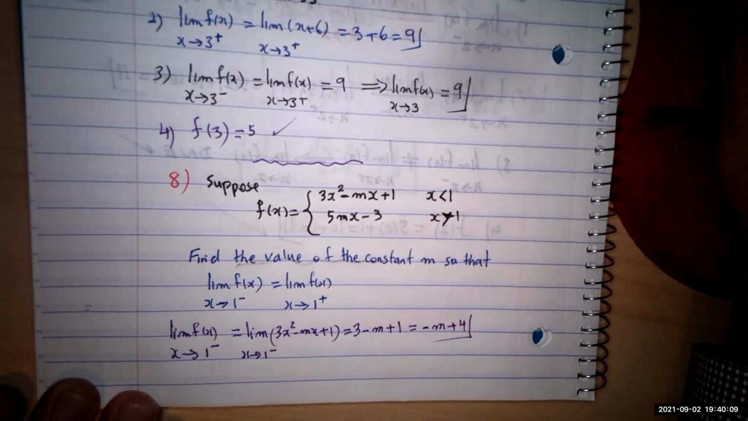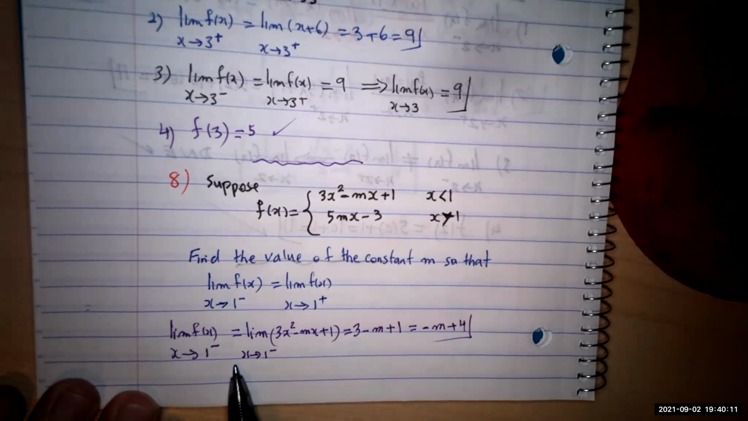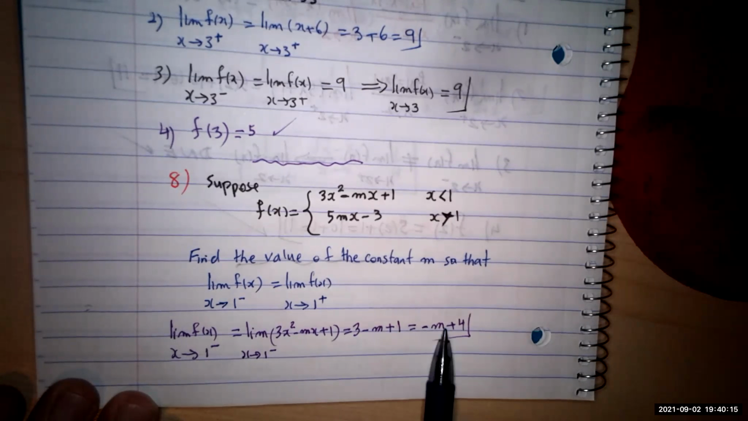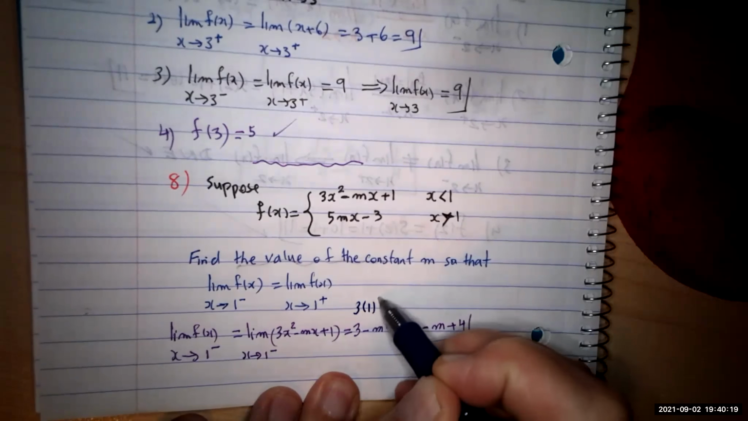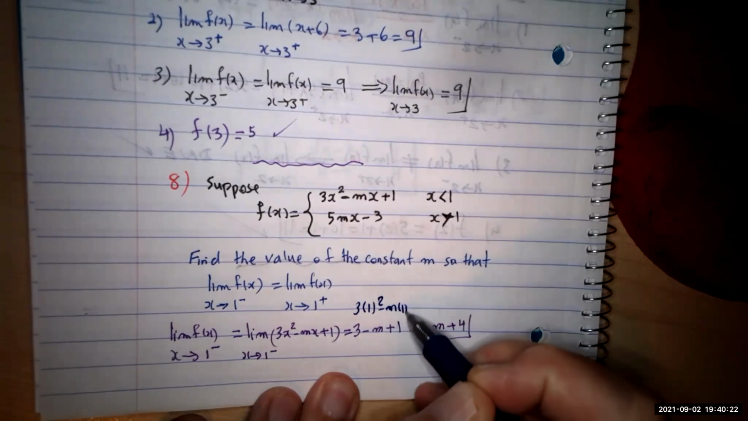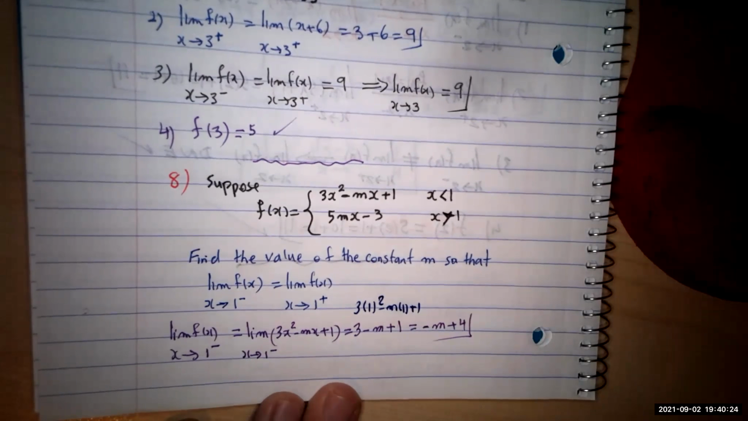What happened to the x? We substitute. X goes to 1. You replace the x by 1 to get this number. If you want, I can explain it for you. It's 3 times 1 squared minus m times 1 plus 1. 1 squared is 1. 1 times 3 is 3. Minus m.